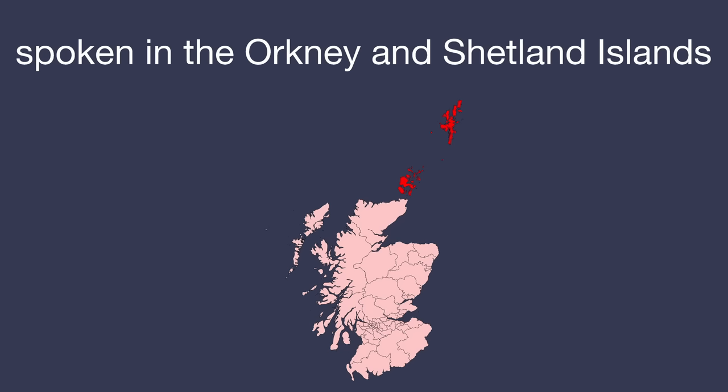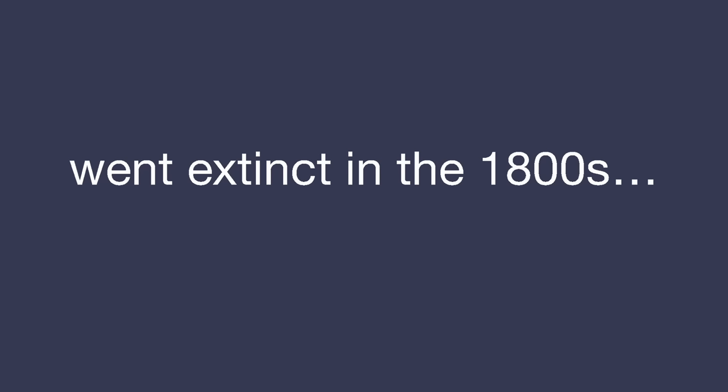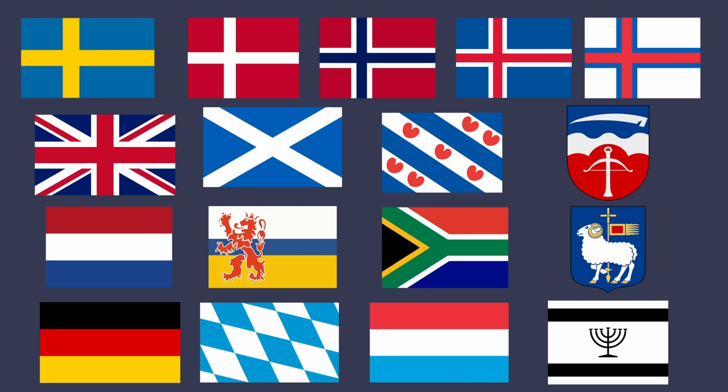There was also Norn, a daughter language of Old Norse that was spoken in the Shetland Islands, and learning about it brought me immeasurable joy, so I was heartbroken to learn it went extinct in the 1800s. But I shall turn my tears into tears of joy, since those are all the North and Western Germanic languages out of the way. To wrap things up, let's talk about the Eastern Germanic languages.